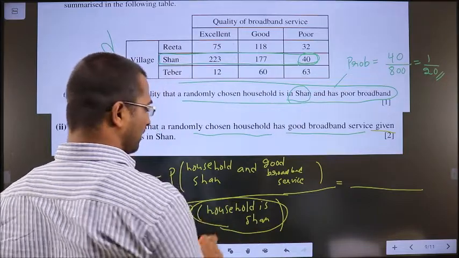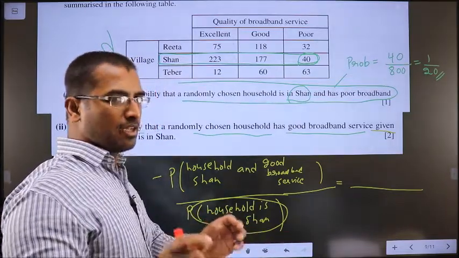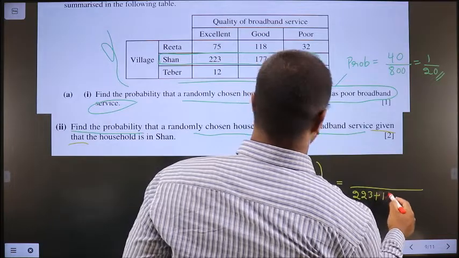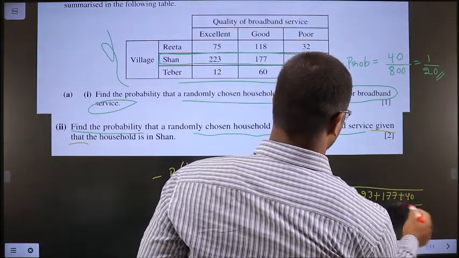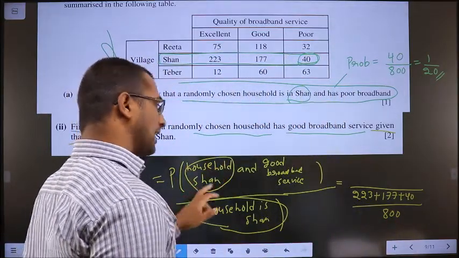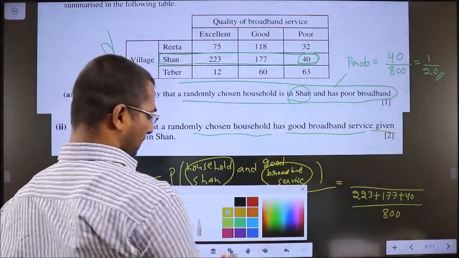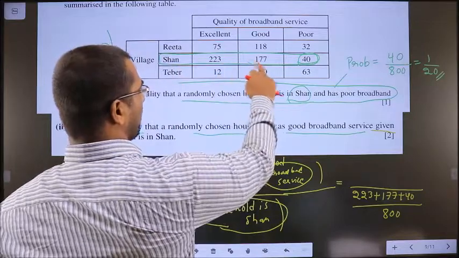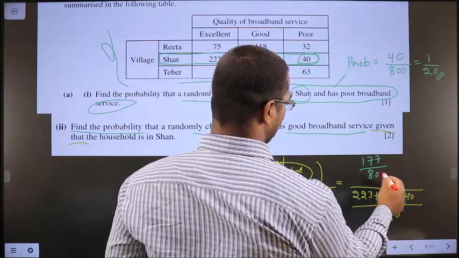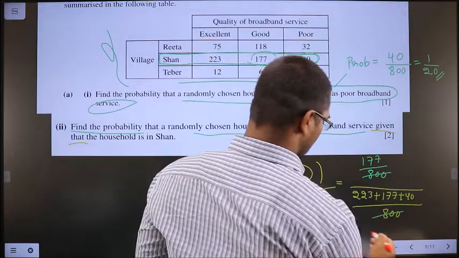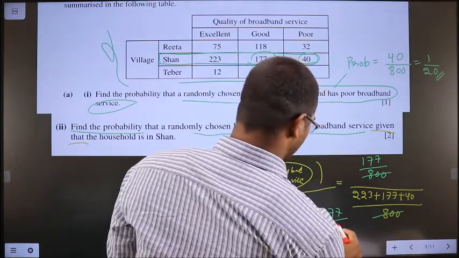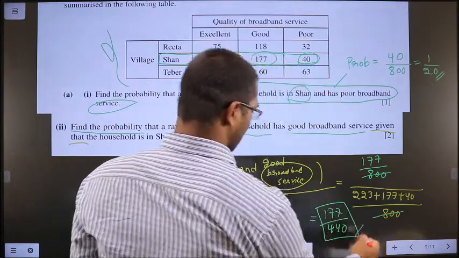Now, the household is in Shan. How many households are present in Shan village? The entire thing, that is 223 plus 177 plus 40, by the total 800. And in the numerator, it should be Shan and good broadband service. In Shan, good broadband service is 177. So that will be 177 by 800. These two cancel out. So that results in 177 by, adding all this, 440, is your answer.